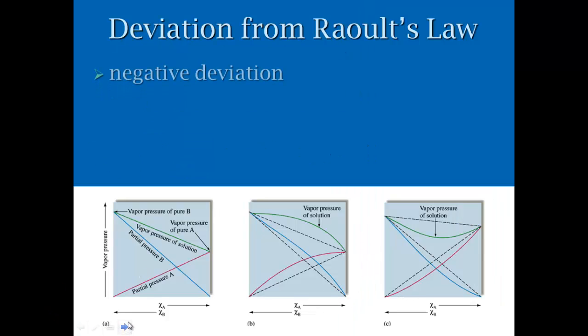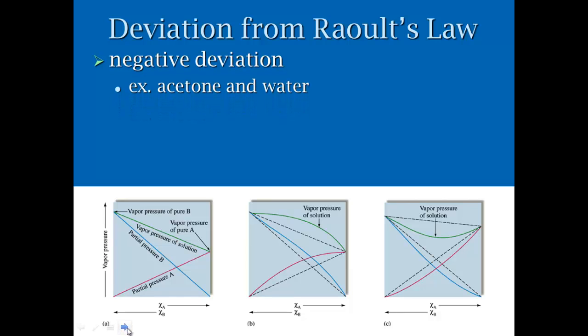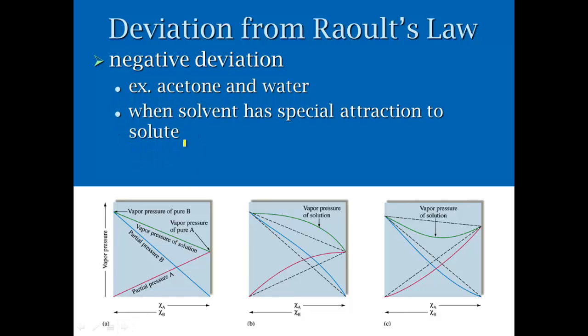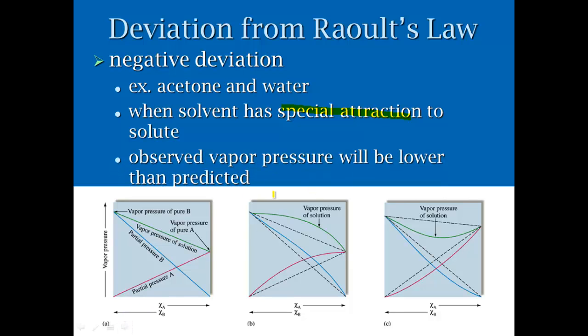Deviation from Raoult's law, just to show you some of the patterns we see. A negative deviation, example acetone in water, when the solvent has special attraction to the solute. So when there's a little bit more of an attraction there. The observed vapor pressure will actually be lower than predicted, because of the interactions. So that's going to be this one right here, where it's actually lower than where you would predict it to be.